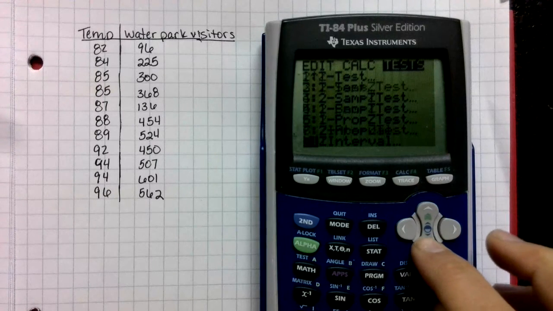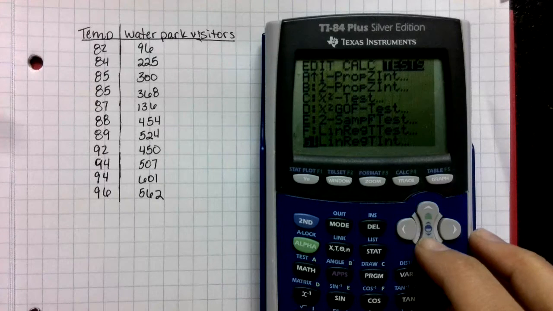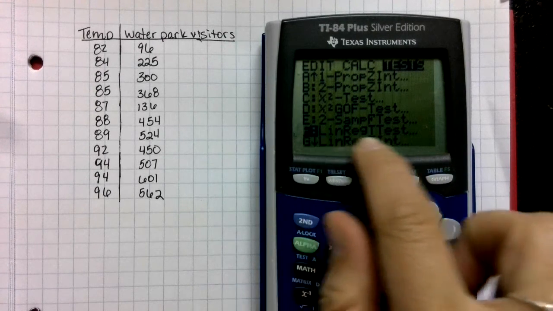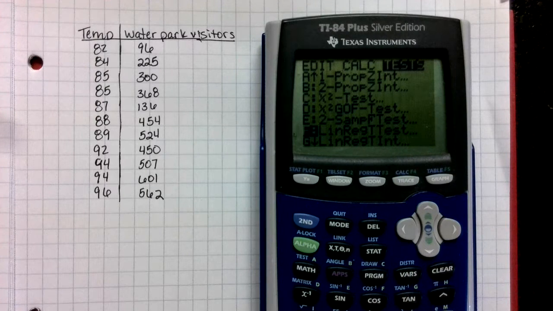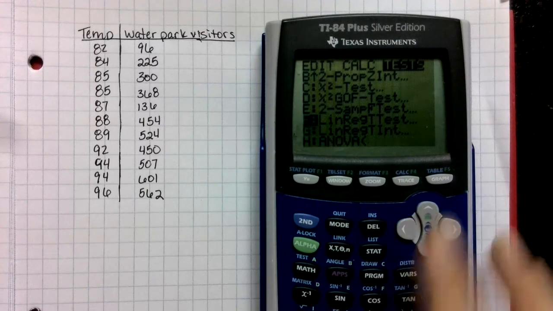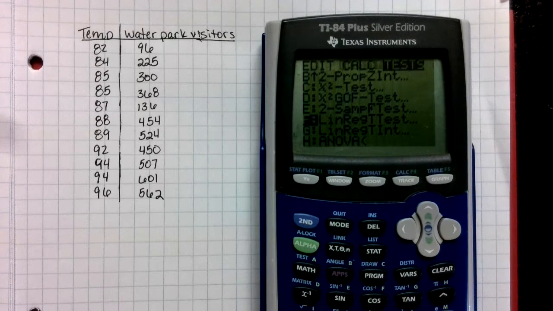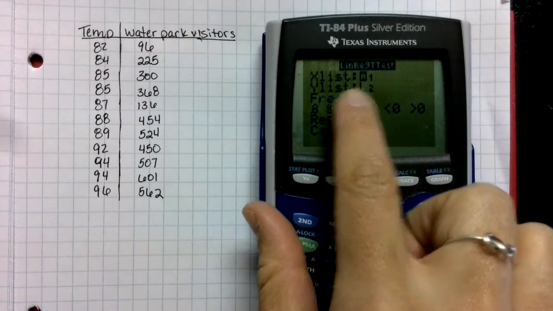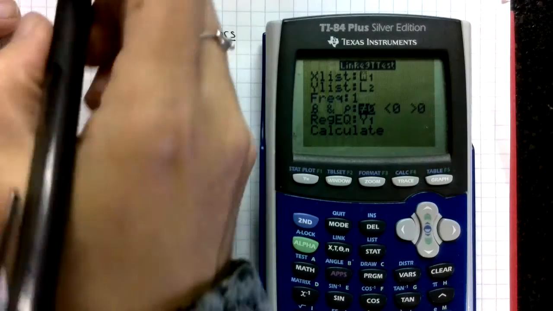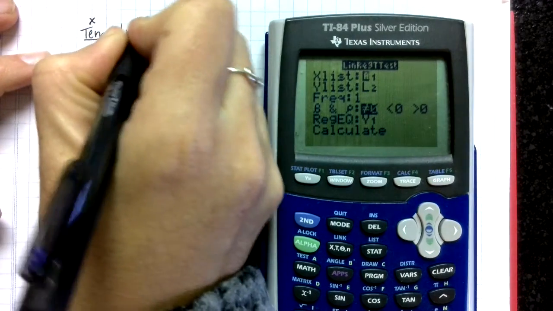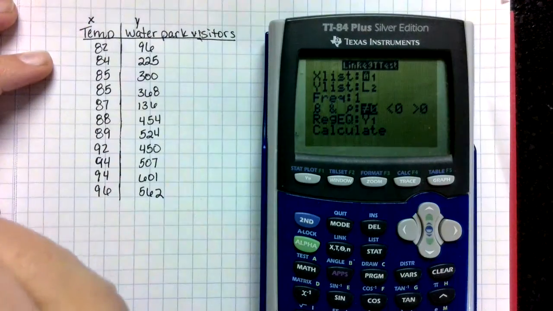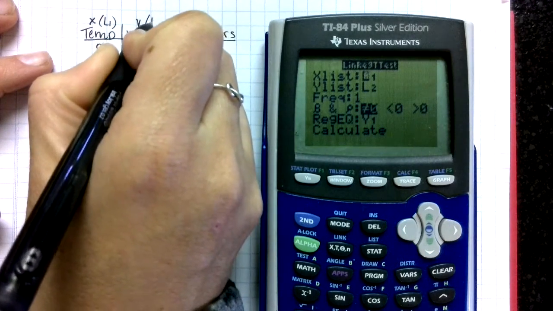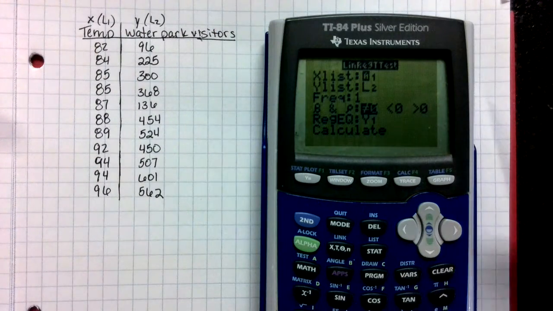Now, almost to the very bottom, there is something called a linear regression t-test. Okay, so linear regression t-test, almost entirely to the bottom. So we're going to go ahead and choose that. And what you want to do is make sure your X and your Y are properly labeled. So we said temperature was independent and the number of visitors was dependent. And we put our temperatures in L1 and our number of visitors in L2. So that should all be fine.